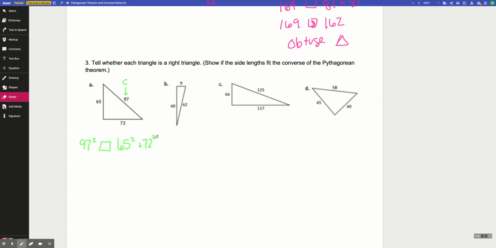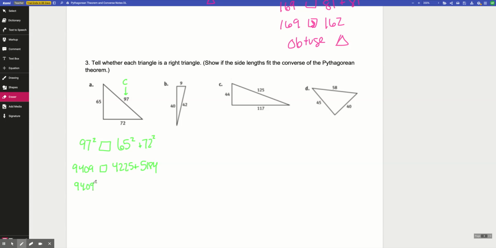Okay, those numbers are pretty large, so I would pull out a calculator to do multiplication or exponents that large. So I'm going to do 97 squared, which is 9409. And my little box. 65 squared is 4,225. And then 72 squared is 5,184. Right, so then I need to add my values on the right-hand side.